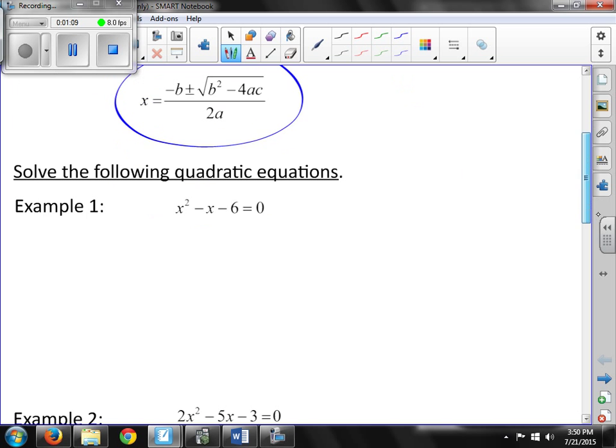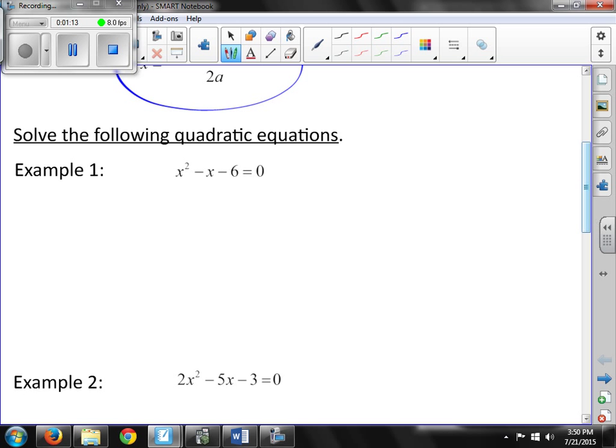Alright, maybe that will help you remember that little formula. It's fun anyway. So we'll start off with our first example.